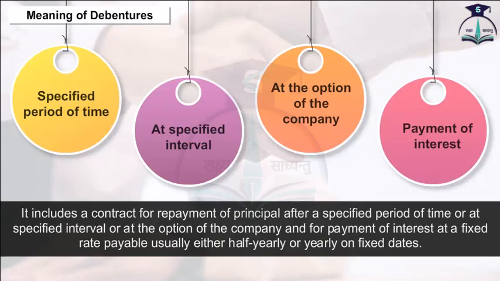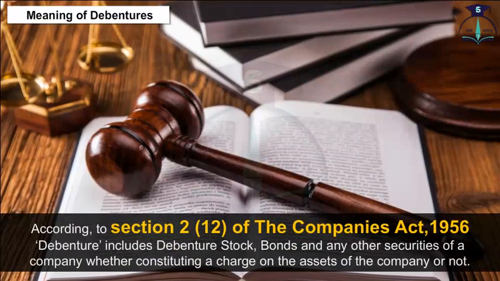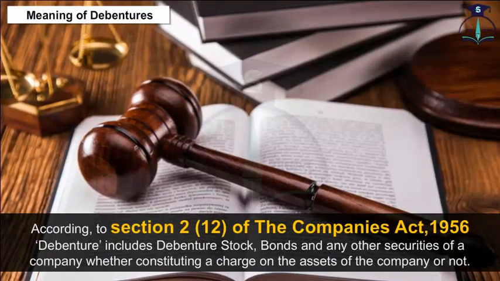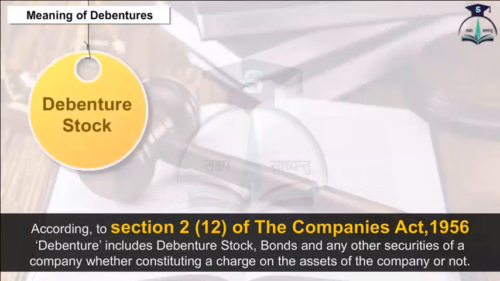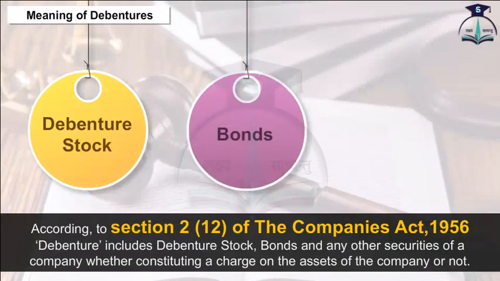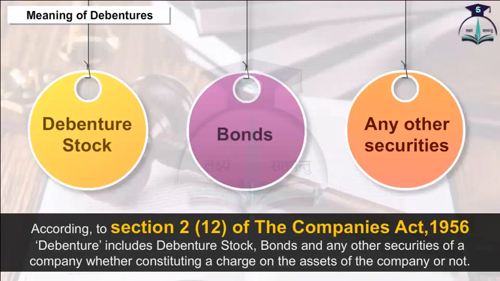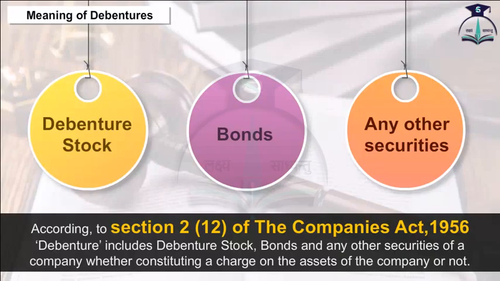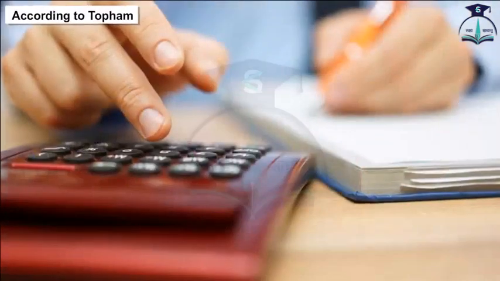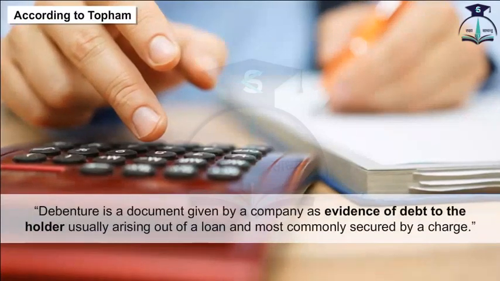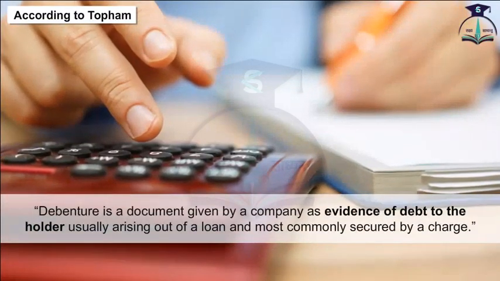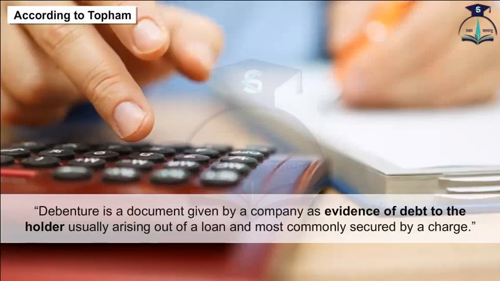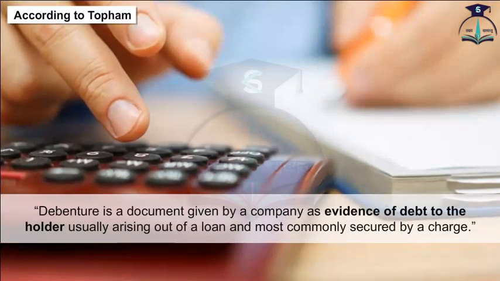on fixed dates. According to Section 2, Subsection 12 of the Companies Act 1956, debenture includes debenture stock, bonds, and any other securities of a company whether constituting a charge on the assets of the company or not. According to Topham, debenture is a document given by a company as evidence of debt to the holder, usually arising out of a loan and most commonly secured by a charge.